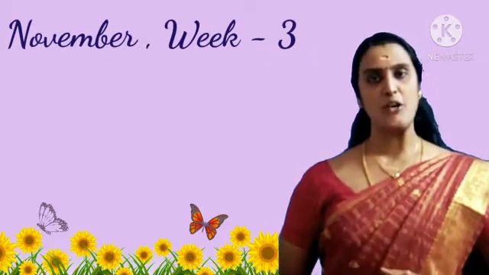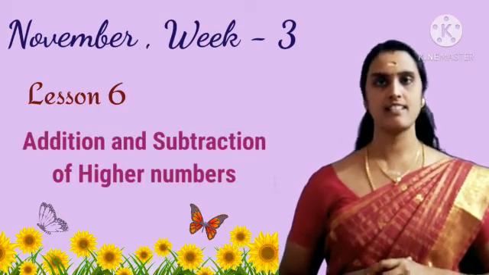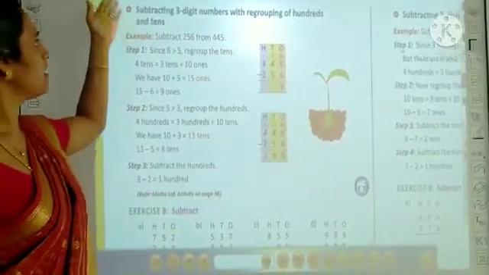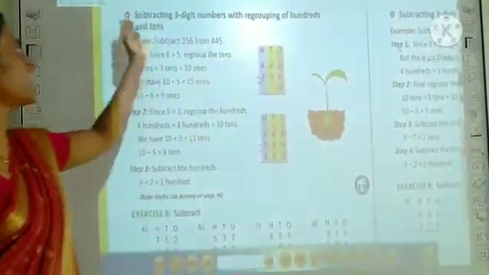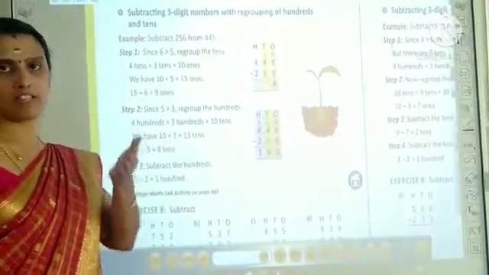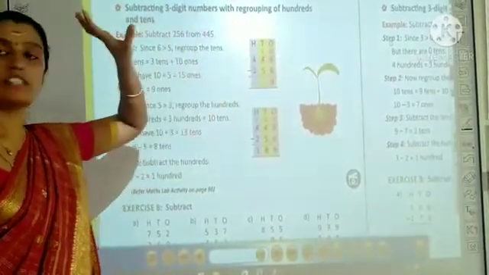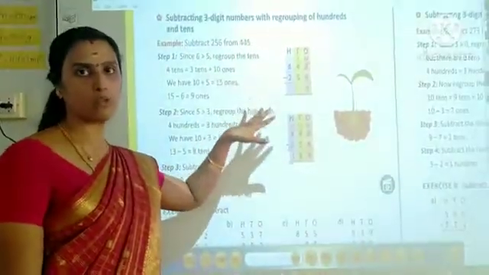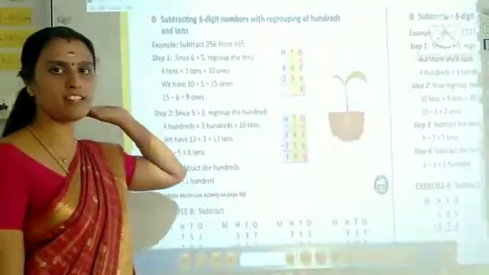Namaste children, welcome to the online class. So let us continue the lesson. Lesson number 6, addition and subtraction of higher numbers. Now let us see how to subtract 3-digit numbers with regrouping of hundreds and tens. In the previous video, we saw how to subtract 3-digit numbers with regrouping the tens place. Clear? We regrouped only the tens place. In this video, we are going to see how to regroup the hundreds place and the tens place. Okay children? Let us see exercise 8 now.